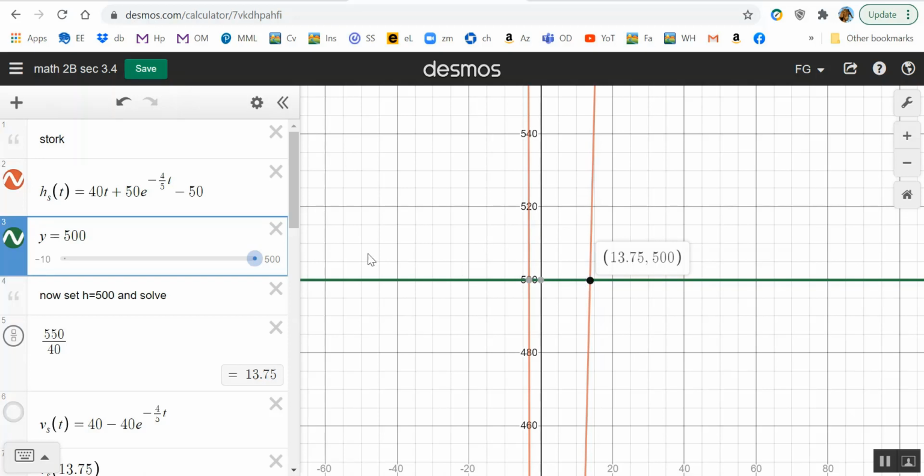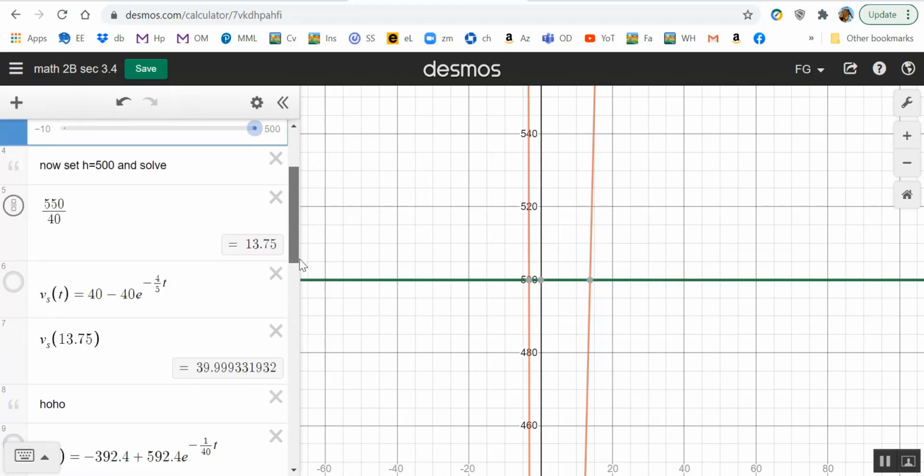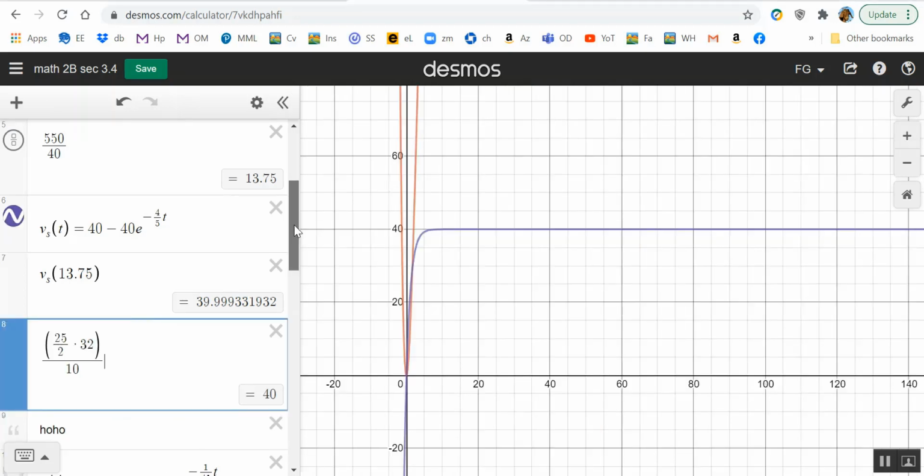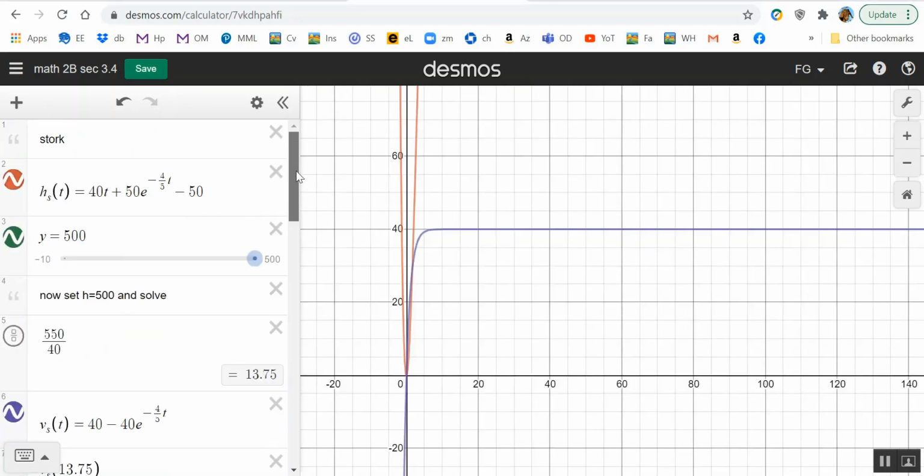And then another shortcut, I typed in v, the velocity function. Let's say you don't have a calculator with you. Just type in v. You can call it v as long as you don't have a v below, but I called it v sub s. And then I said, okay, Desmos, compute v of 13.75 for me. It gives me 39.999. That's where I got the approximately 40 miles per hour. So you don't need Desmos to do this. You could use a graphing calculator, but I think Desmos makes it kind of easy and fun.